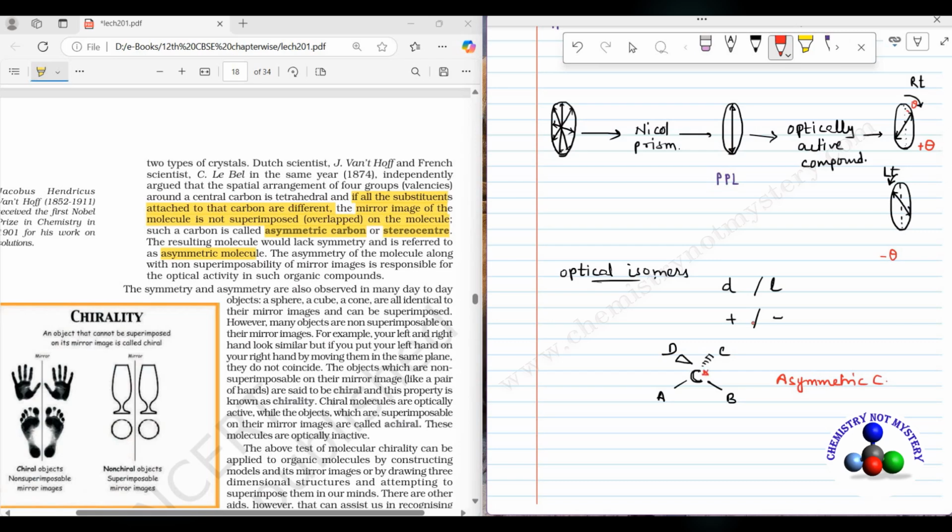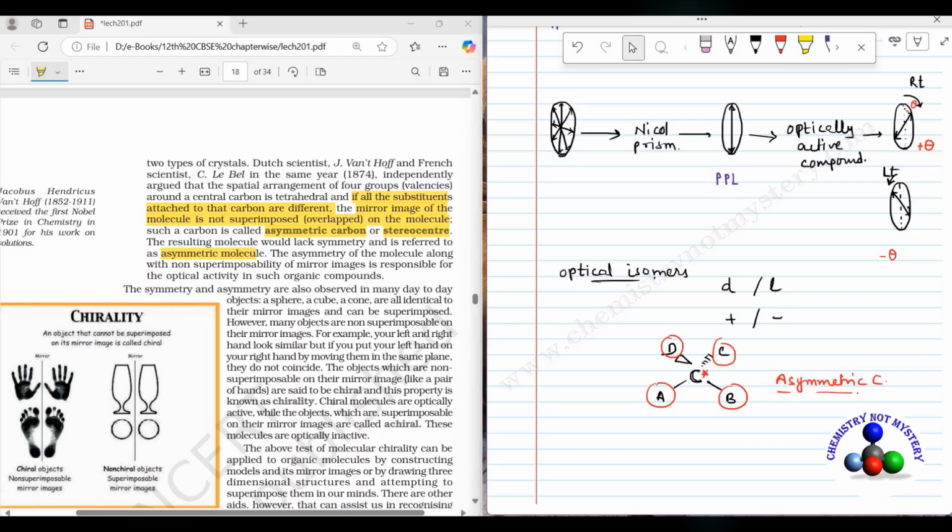So this is the asymmetric carbon, which is bonded to 4 different groups. So there are 4 different groups bonded to carbon. This carbon is called asymmetric carbon or stereocentric, and such molecules are called asymmetric molecules. The mirror image of such asymmetric molecules is non-superimposable on the molecule.